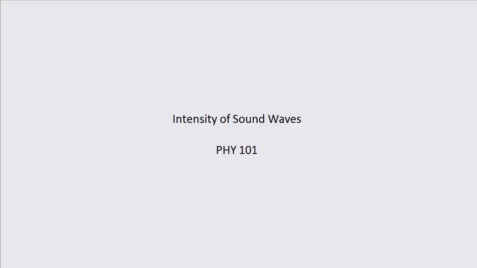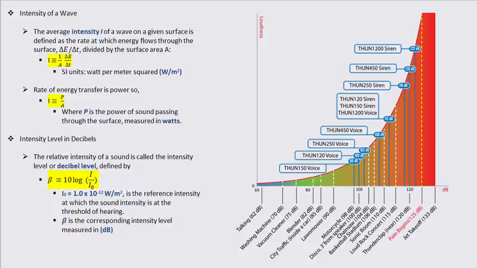In today's video, we'll learn about the intensity of sound waves. The average intensity of a wave on a given surface is defined as the rate at which energy flows through the surface, which is measured by our change in energy divided by our change in time, divided by the surface area. So we see that our intensity is equal to 1 divided by our surface area multiplied by our change in energy divided by our change in time. And we express intensity in the SI units of watt per meter squared.